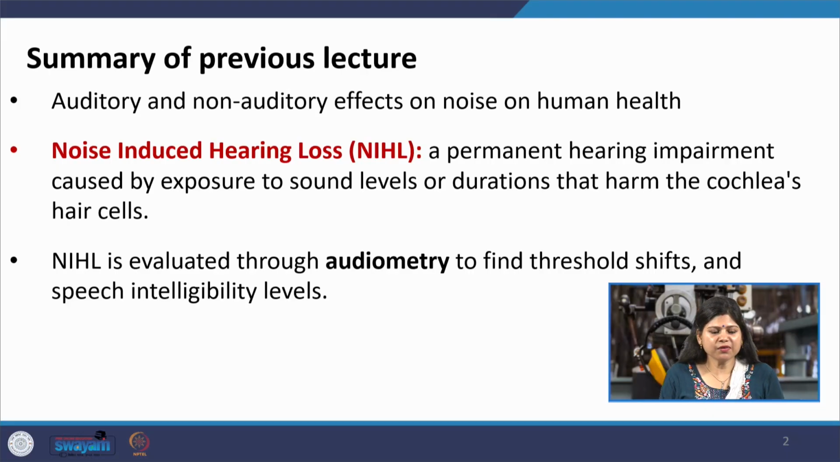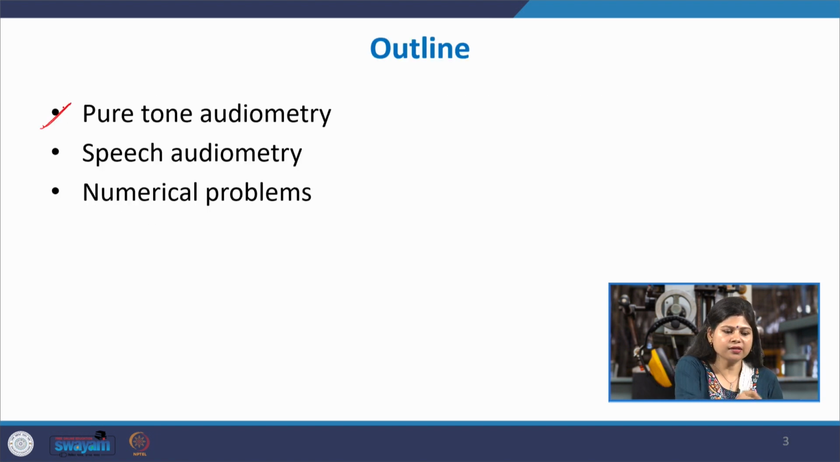To summarize, in the previous lecture we studied the auditory and the non-auditory effects of noise on human health. Then noise induced hearing loss was introduced. This means the hearing loss that is caused due to noise exposure. It is usually measured through audiometry, which is the standard clinical test to test somebody's hearing capacity, and we have pure tone audiometry and speech audiometry. We had started the discussion on pure tone audiometry, so we will continue in this lecture with these discussions. We will see pure tone audiometry, speech audiometry, and solve the numerical problems based on that.